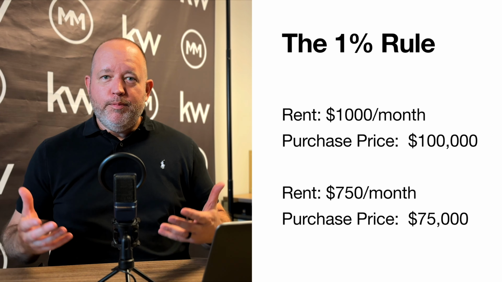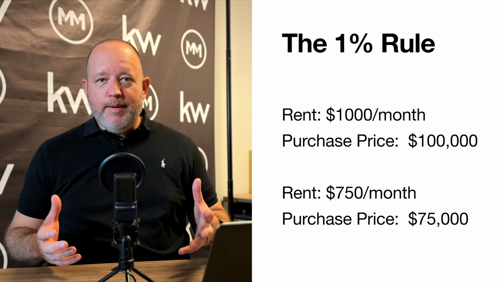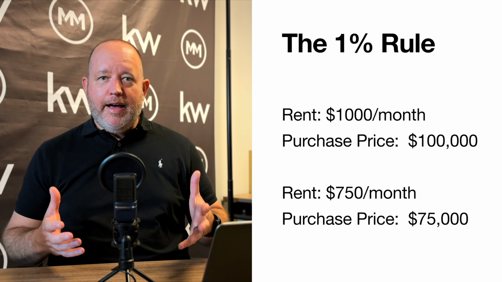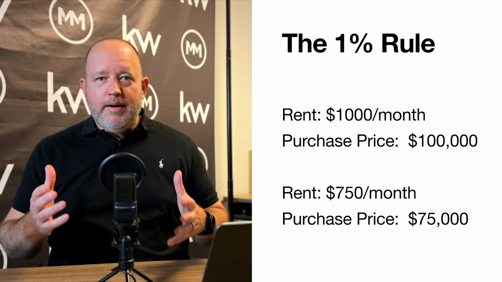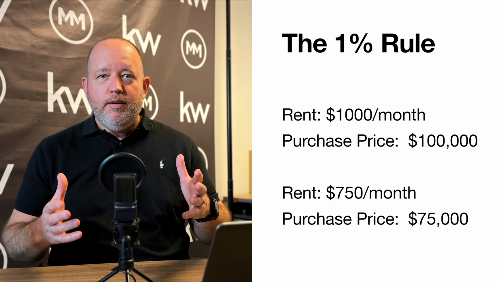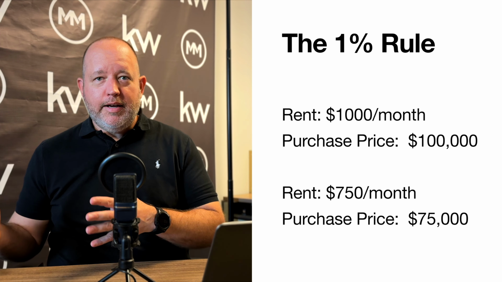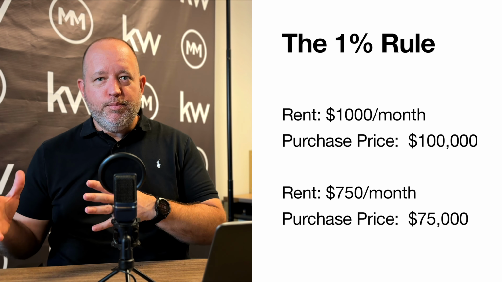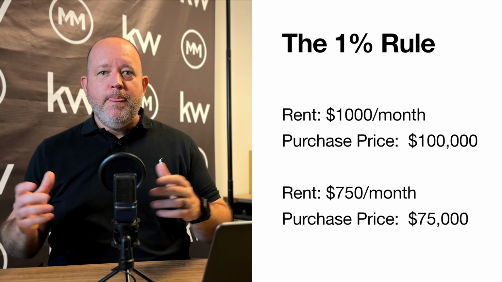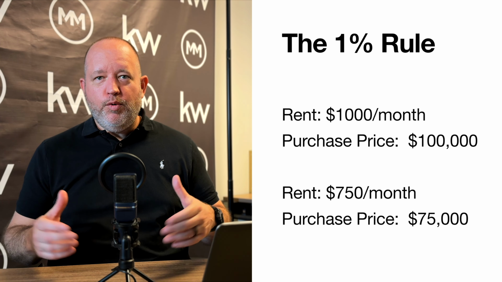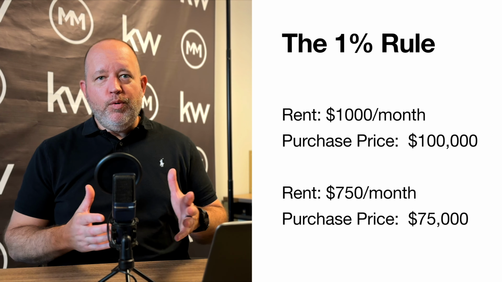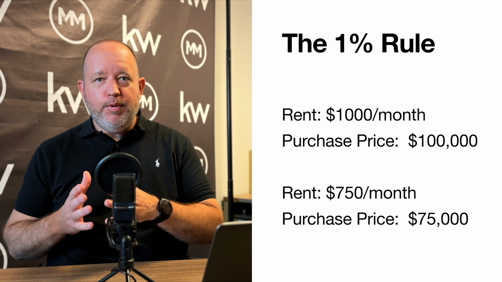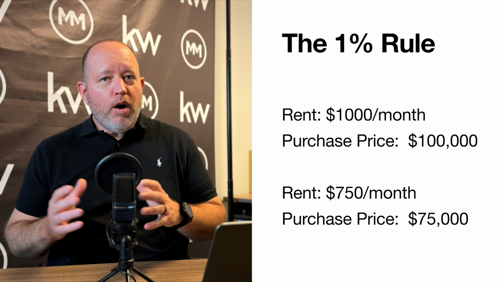The 1% rule looks like this. The monthly rent should be about 1% of the purchase price. So, for example, if a property rents for about $1,000 per month, according to the 1% rule, the right purchase price for that property would be about $100,000, because $1,000 is 1% of $100,000. So if a property rents for $750 a month, then as an investor, I want to try to purchase that property somewhere in the neighborhood of $75,000. And this rule holds pretty well.